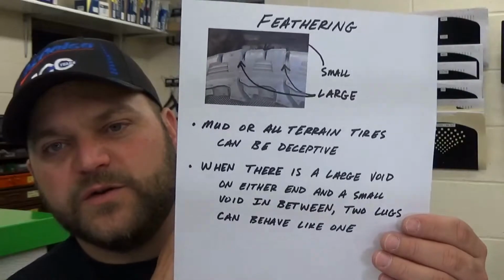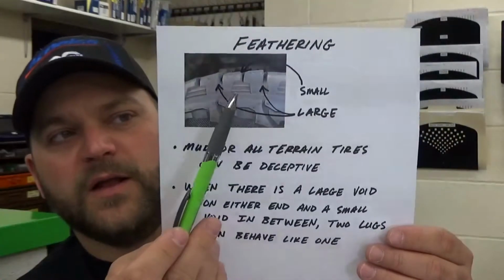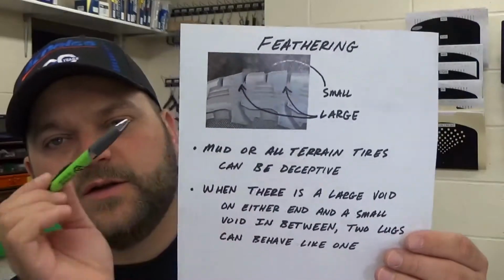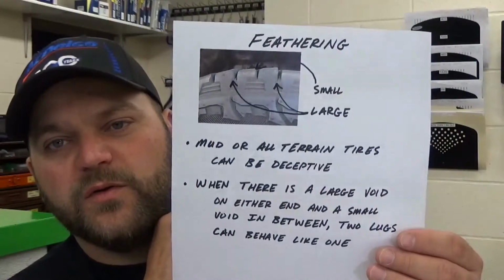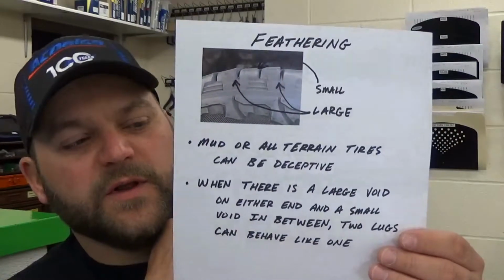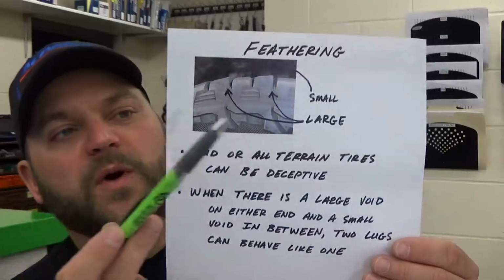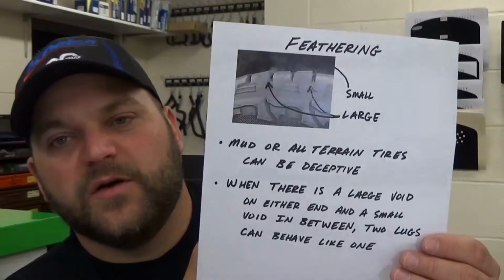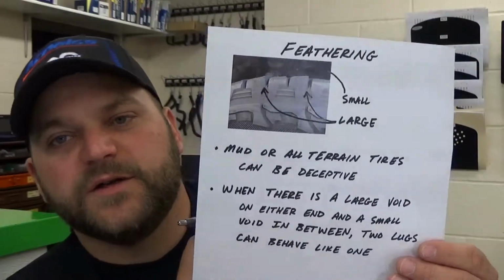Cupping is always going to be more severe. And on a tire like this, oftentimes your two lugs that are side by side will act as a single lug when it comes to the cupping wear also. So anyway, pay attention, especially all-terrain tires, some mud tires. They will have two lugs right next to each other that will behave as a single lug. Okay.